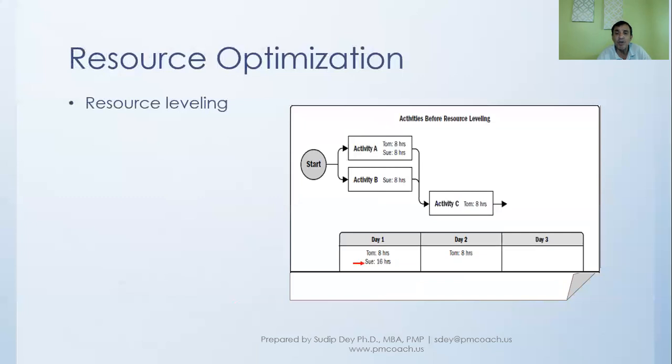Having said that, we see that Sue is working for 16 hours in day 1. Now, that is something we need to level. We need to level because we cannot allocate more than 8 hours of work to Sue. So what do we do? We shift activity B to the next day. And when we shift activity B to the next day, activity A will be on day 1, activity B will go to day 2, and as a result, activity C also will move.